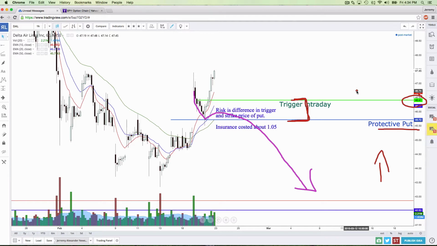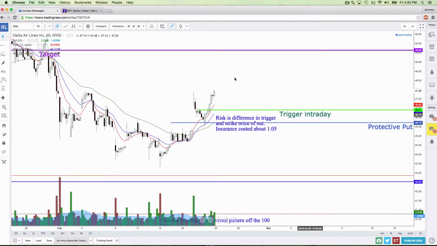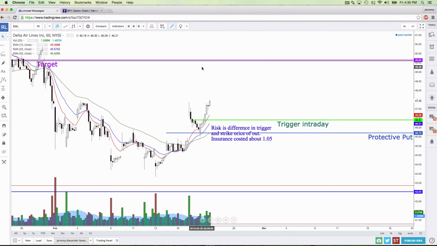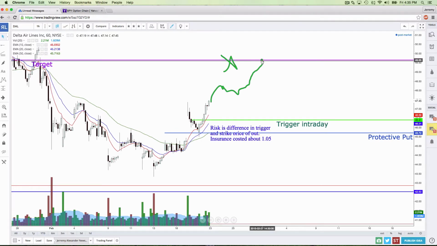Okay, so as far as adjusting your trade, what now? Well, truthfully, on Delta, my target is 49.65, ultimately. So if Delta does this, I'll be happy as a clam in water.